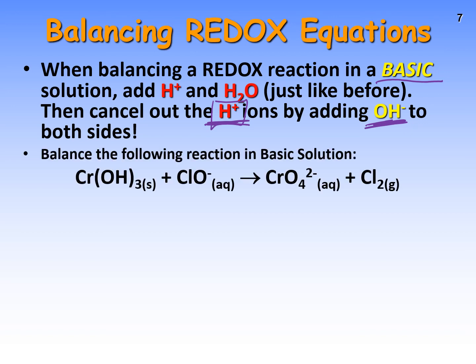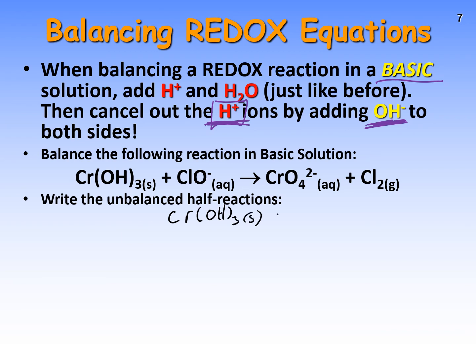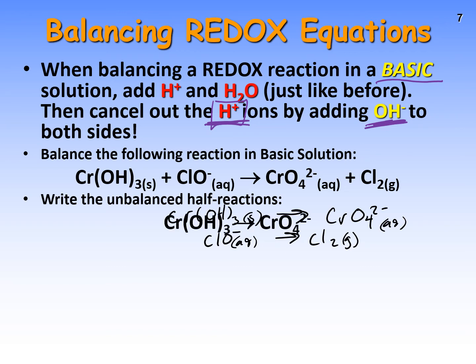I've got this whole reaction here. I want to split these into my half reactions. So the first thing I'm going to do is write those out. I have Cr(OH)3 solid going to CrO4 2-, and I have ClO- going to Cl2 gas. And these are my two half reactions.